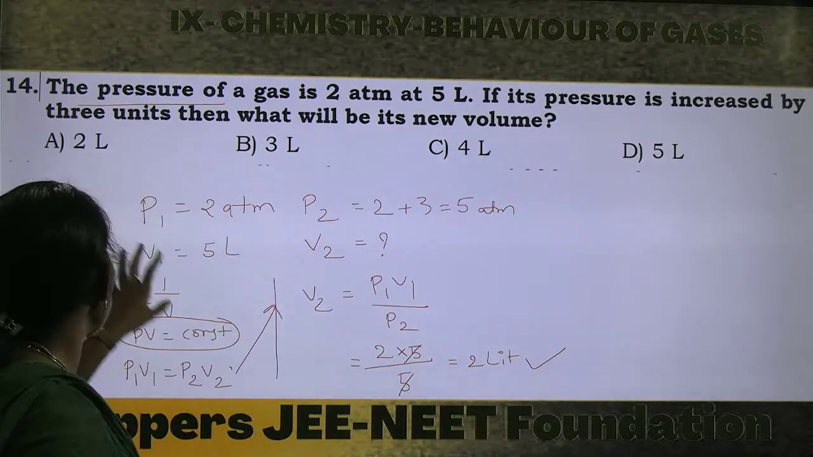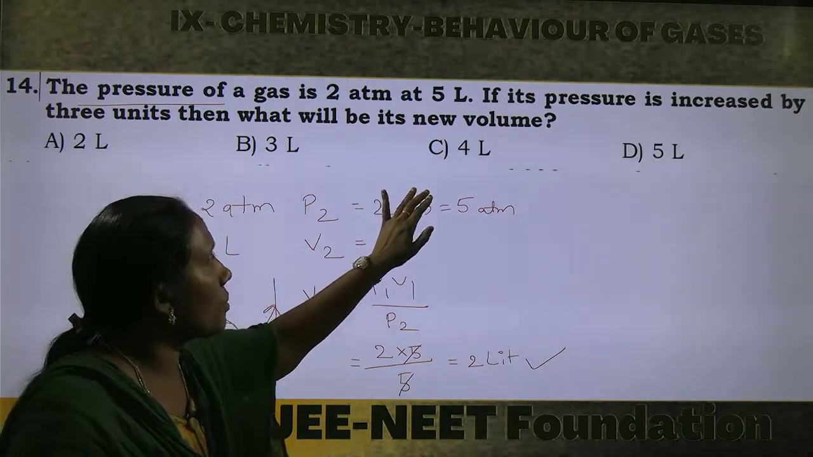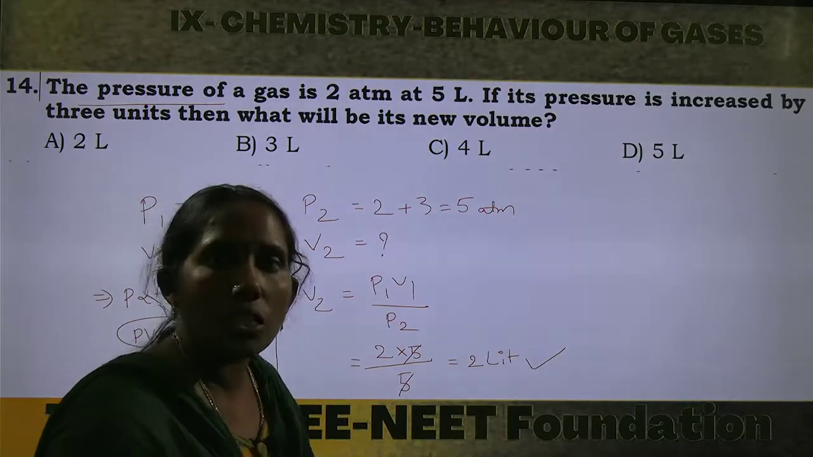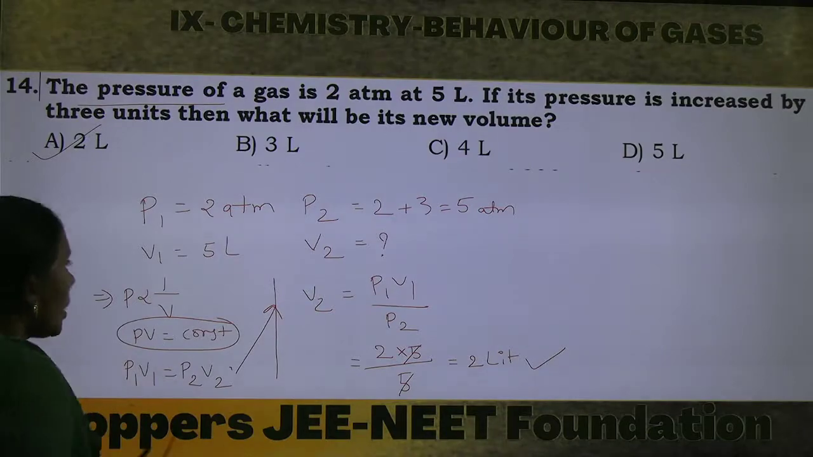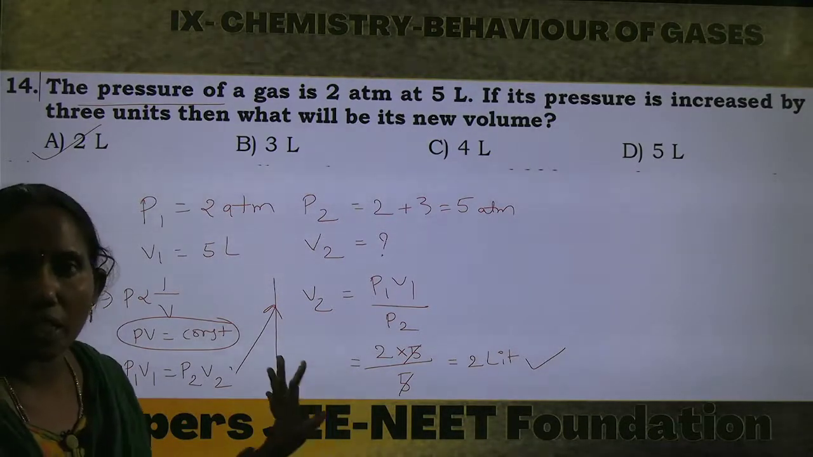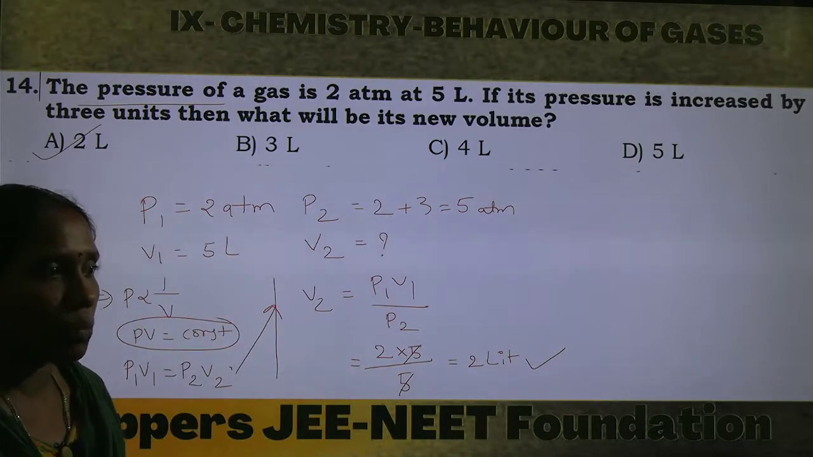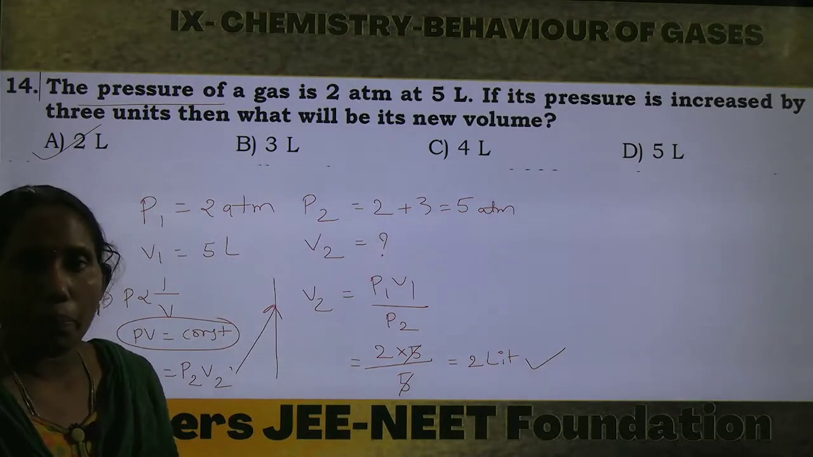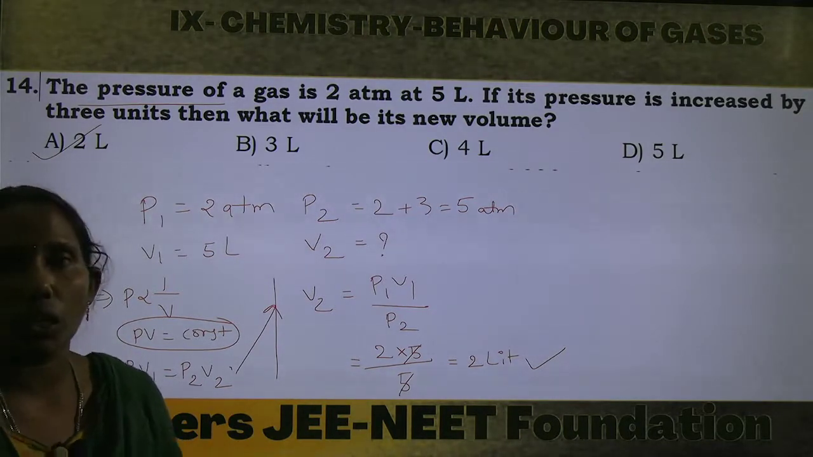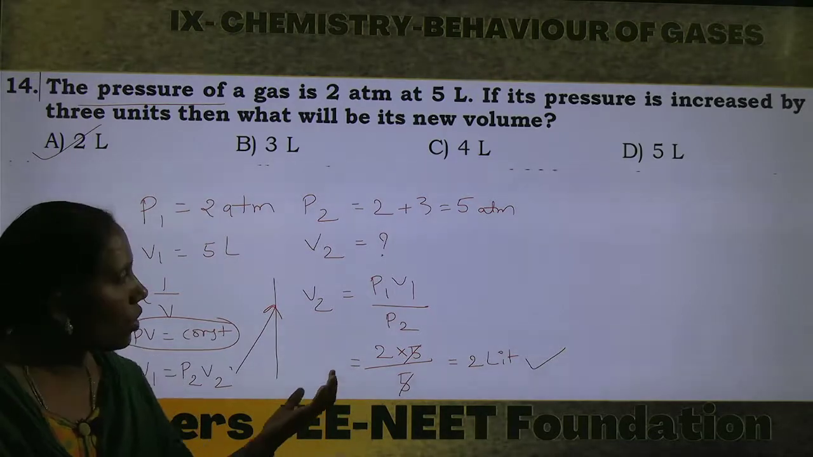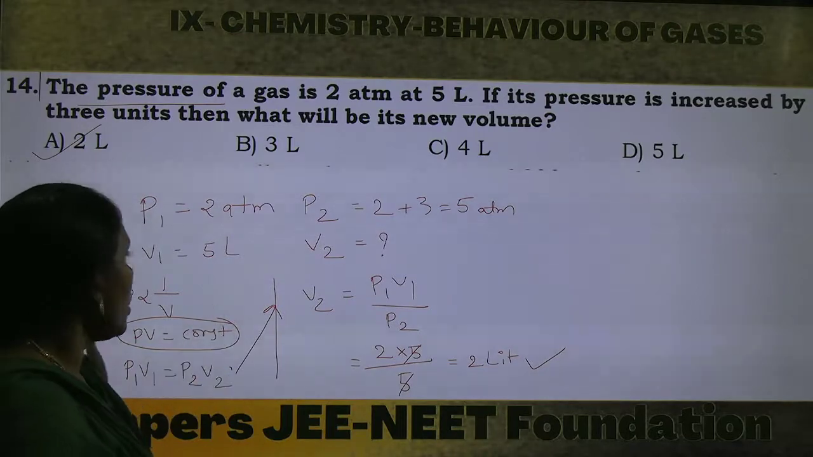Check the options once. First option 2 liters, second option 3 liters, third option 4 liters and fourth option 5 liters. The first answer is 2 liters, and these are the numericals we can do based on Boyle's law. We have to remember that formula. What is Boyle's law? P proportional to 1 by V, then PV equals constant, then P1 V1 equals P2 V2. So whatever is asked, we can find based on that. Okay, thank you. Coming to the next question.